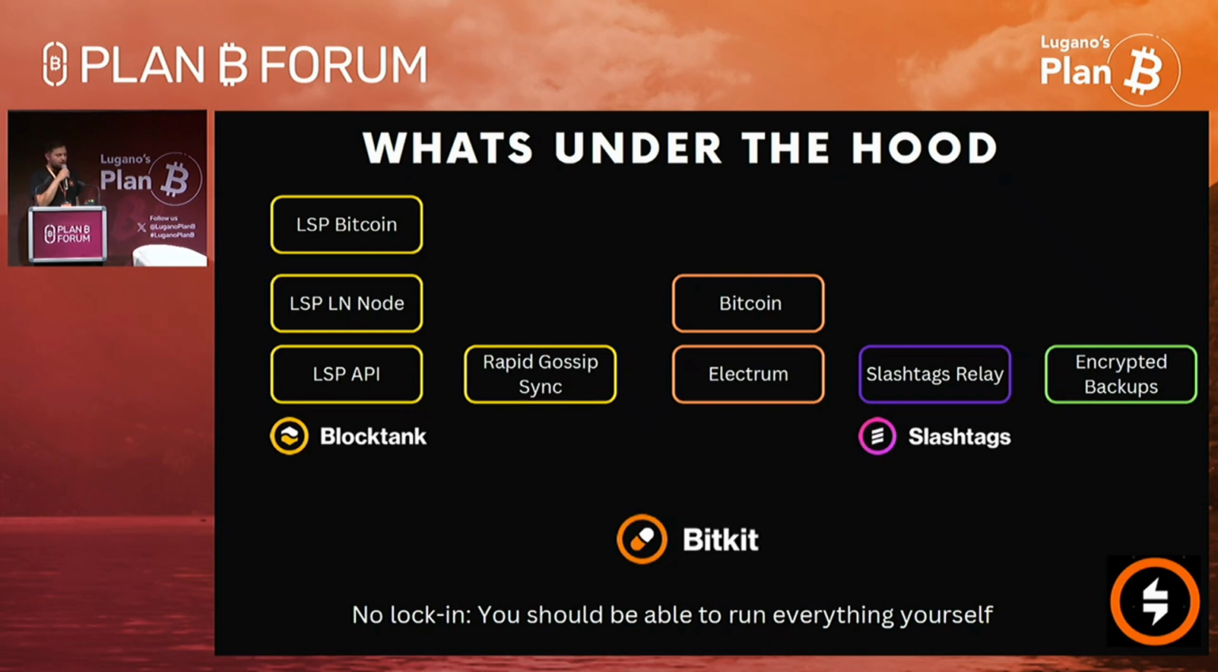For on-chain, we use Electrum. I guess you could call Electrum and RGS kind of the same thing. RGS is for Lightning, and Electrum is for on-chain, where it just gives the on-chain data.